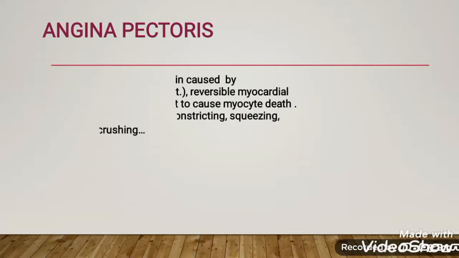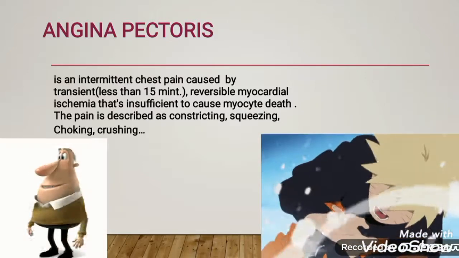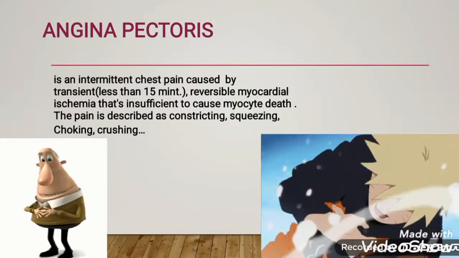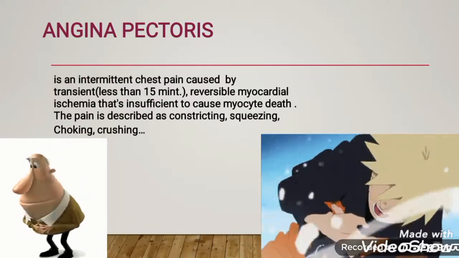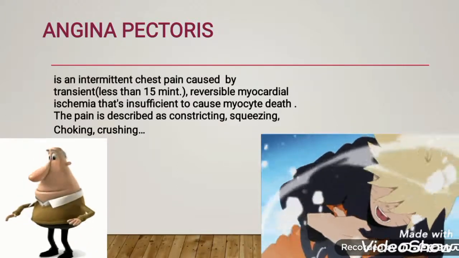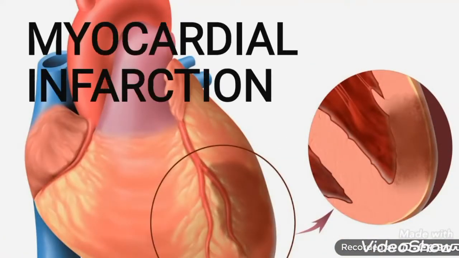By definition, it is an intermittent chest pain that is caused by transient, that is to say less than 15-minute, reversible myocardial ischemia that is insufficient to cause myocyte death. The pain is described as constricting, squeezing, choking, or even substernal discomfort. Angina and its 3 clinical types were discussed previously by our colleagues in the previous seminar, so I mention it only. Then I will talk about the second clinical type of ischemic heart disease, which is the most important type, and it is myocardial infarction.